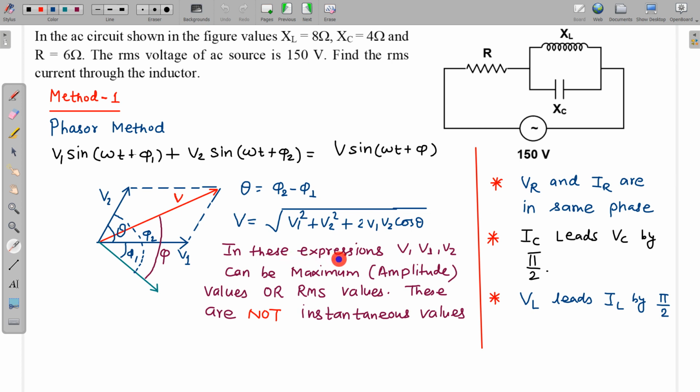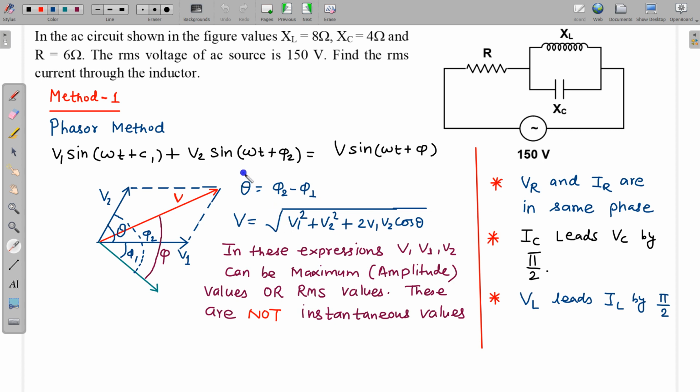In these expressions, v1 and v2 can be the amplitudes or they can be RMS values also, because if I divide both sides by root 2, we will get the RMS values. So these values can be the maximum values or the RMS values, but these are not instantaneous values. It is not that v1 is the instantaneous value of this function and v2 is the instantaneous value of the other function.